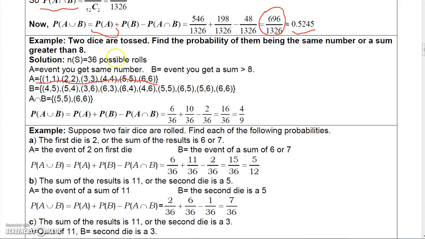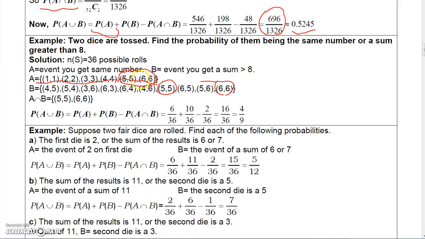Now, the intersection of these two sets are only these two possible rolls, 5,5 and 6,6. Those two rolls, 5,5 and 6,6, are the only two that show up in both sets.